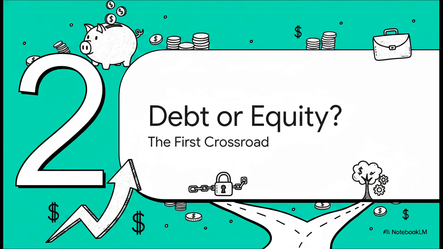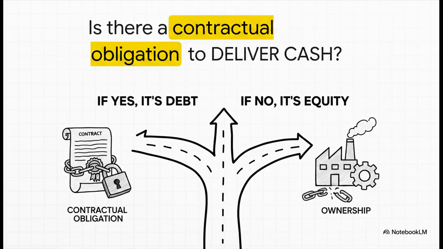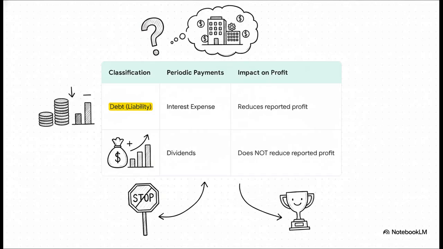Is this thing debt or is it equity? And here is the absolute key question, the one that decides everything. Accountants look past the legal name of the instrument and focus on its economic reality. The question is: is there a contractual obligation to pay cash back? If the answer is yes, like with a bond, it's debt. If there's no such obligation, like with a regular stock, then it's equity. Simple as that. And trust me, this is not just some academic exercise.